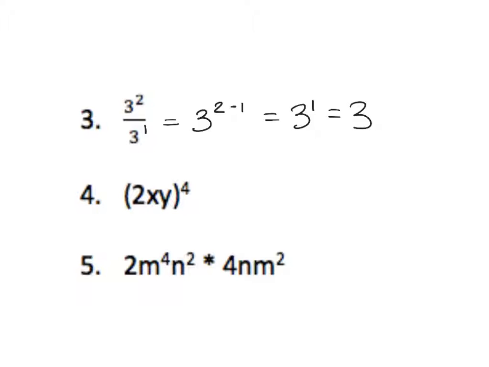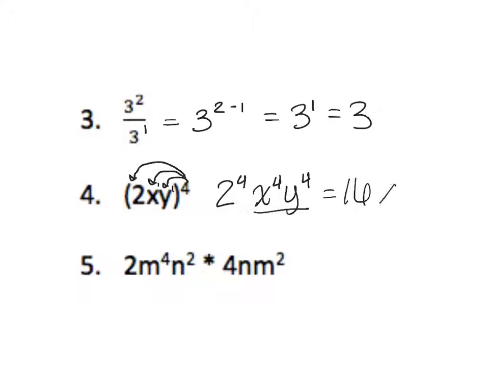Problem number 4 involves the power rule. So what I'm going to do is distribute this 4. All 3 parts go to the 4th power. So it becomes 2 to the 4th power, x to the 4th power, y to the 4th power, because there's those imaginary 1s there. So we would multiply those. 2 to the 4th power becomes 16, and then these stay. So x to the 4th, y to the 4th.